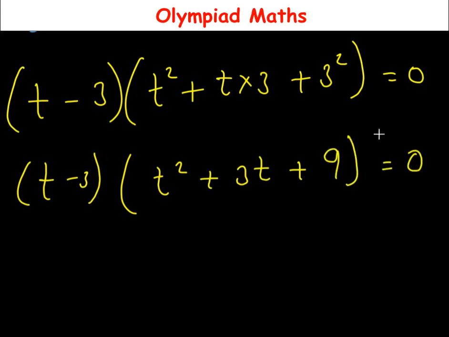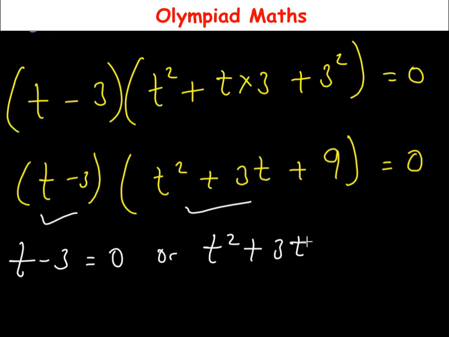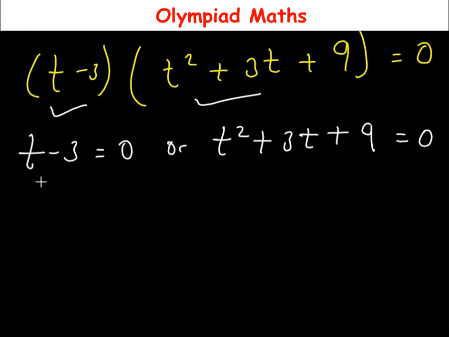And from here, we can equate this to 0 and also equate this to 0, such that t minus 3 is equal to 0, or this t squared plus 3t plus 9 is equal to 0. Now looking at this, for this first one right here, that t minus 3 is equal to 0. If we move minus 3 over to this side, this becomes t is equal to 0, then plus 3.